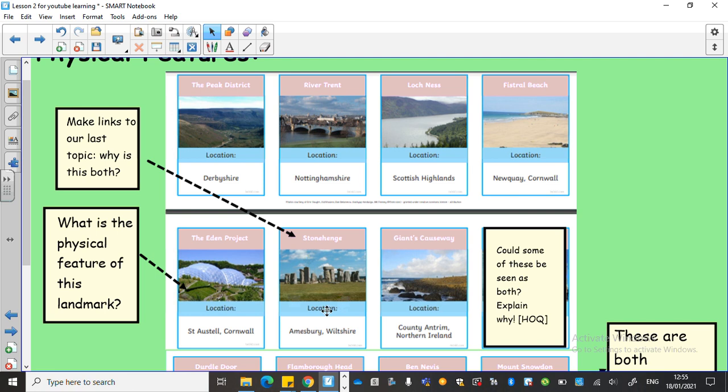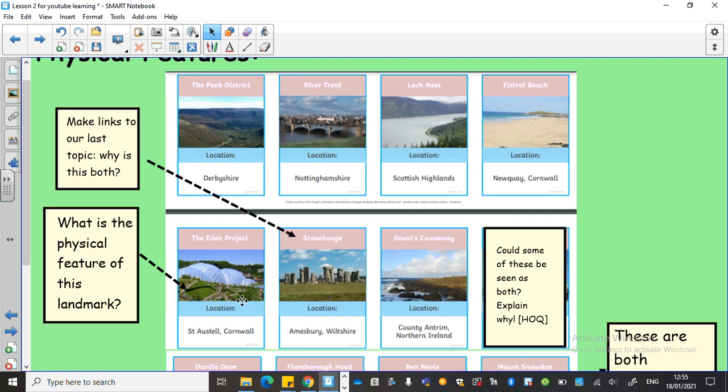Well, it's physical in the sense that it's made of these large rocks that are naturally occurring, and it's placed on this naturally occurring land, but it was built by humans. We discussed in our last topic how they could possibly have done that because of the size and weight of the stones, but it was built by humans.